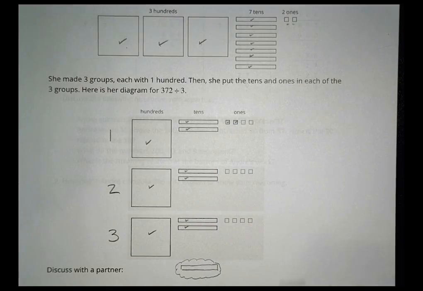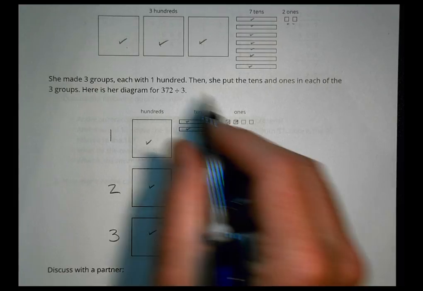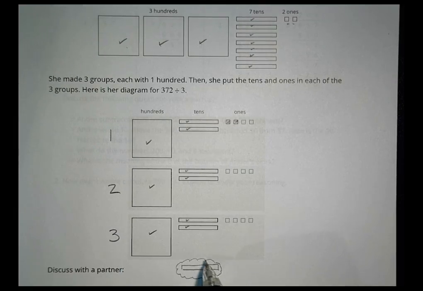So with your partner, it says Elena's diagram for 372 has 7 10s. The one for 372 divided by 3 has only 6 10s. Why is that? So why is in this picture here she only has 6? What happened to this missing one?